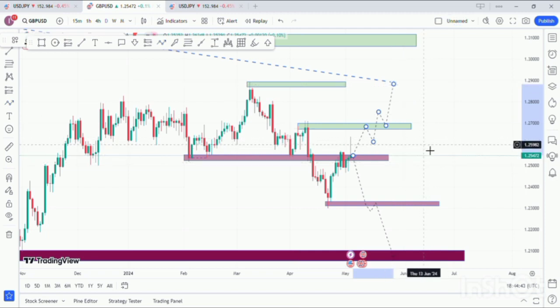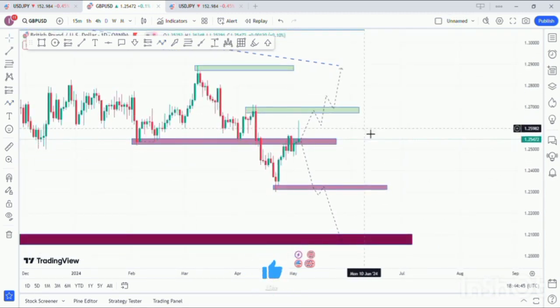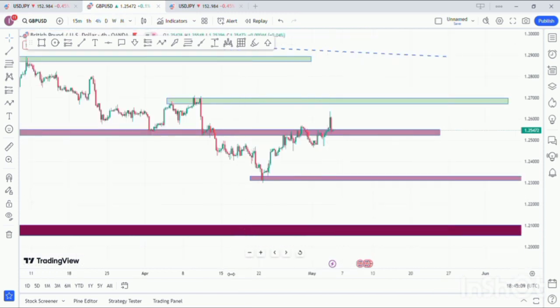So guys, I'm just going to zoom in. Remember, we always do a top-down analysis, so I'm just going to be zooming down to the lower time frame so that we can get a better view of what we are looking out for. So let's move on to the 4 hours time frame. So this is the chart on Gbpusd.